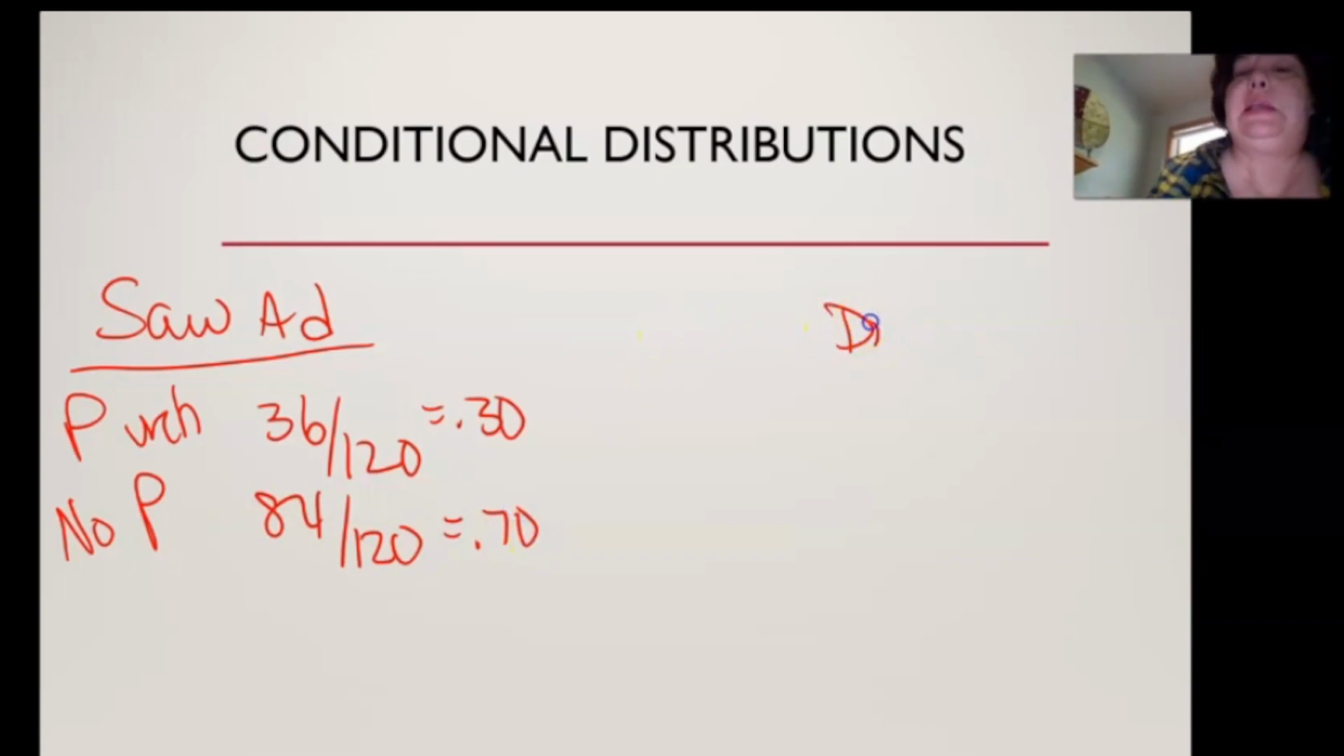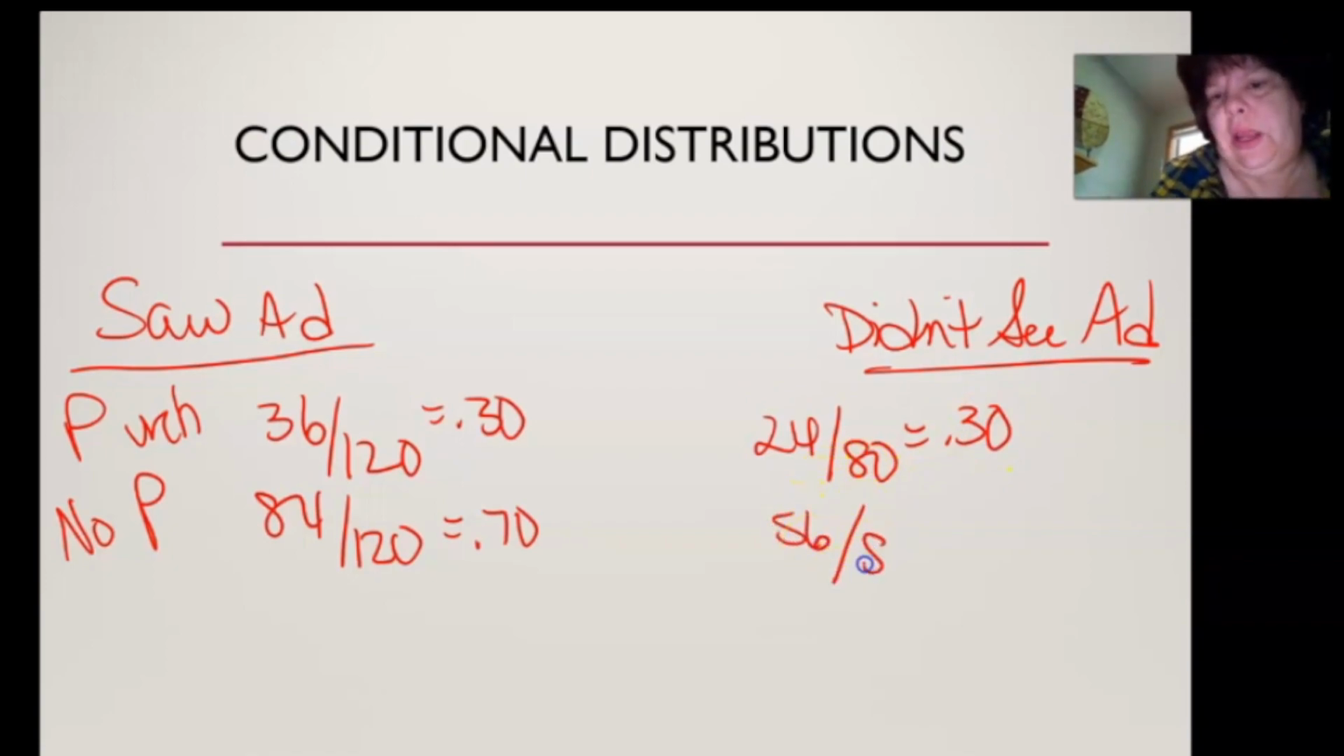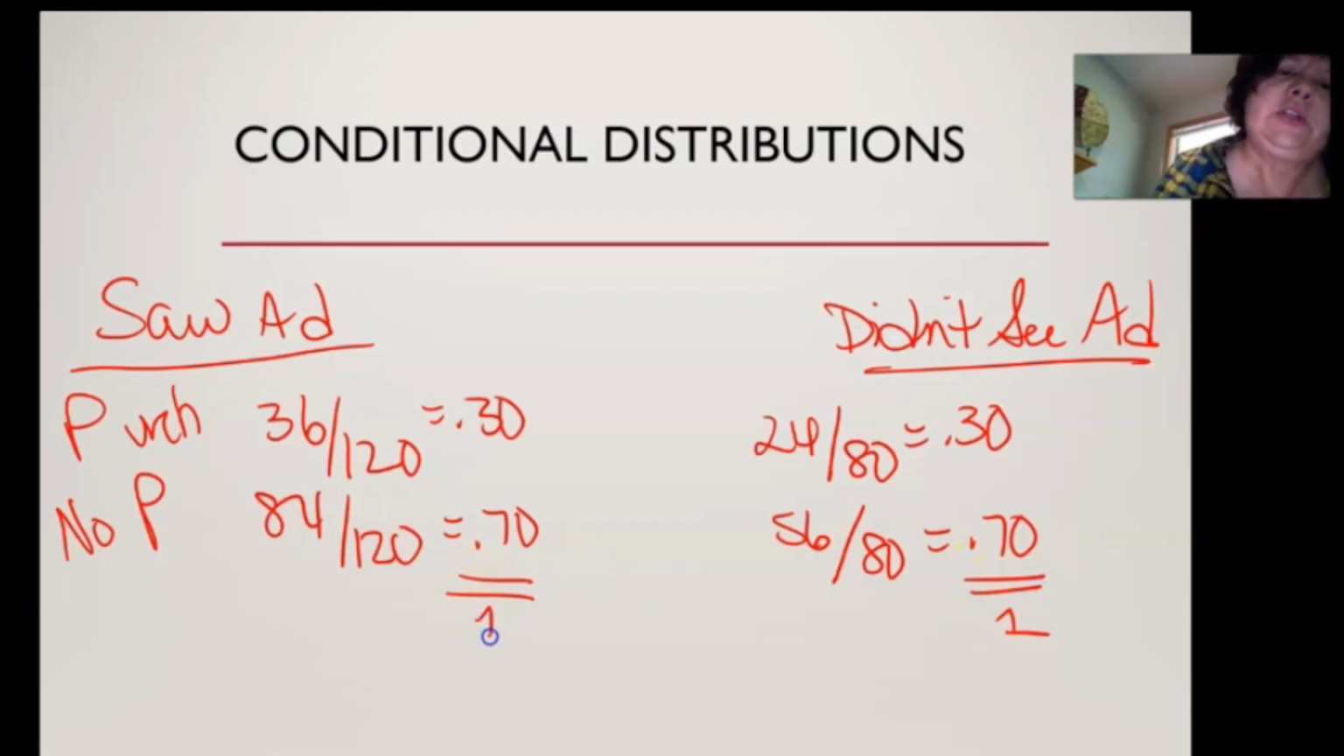And for those who didn't see the ad, you're going to get 24 over 80, which is 30%, and 56 over 80, which is 70%. Each of these distributions adds up to 1. They're conditional distributions because you have a condition on them. The first group has the condition that they saw the ad. The second group had the condition that they didn't see the ad. You know they didn't see the ad. That's a condition.